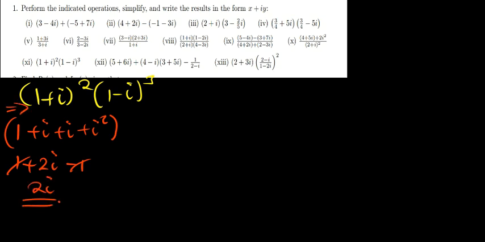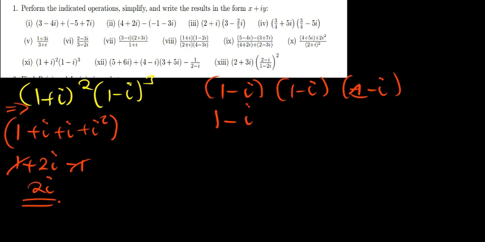Let's now expand this. We have 1 times 1 is 1, 1 times i is i. The next thing we're going to have, negative i times 1 is negative i, negative i times negative i is plus i squared. So let's see what we're going to have. This is going to be 1 minus 2i. This is going to be minus 1. This and this will cancel. I'll remain with negative 2i.